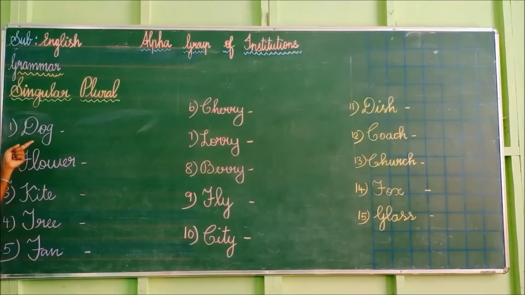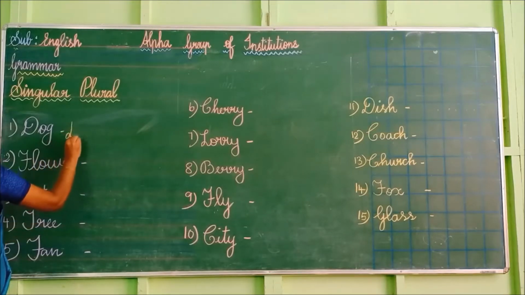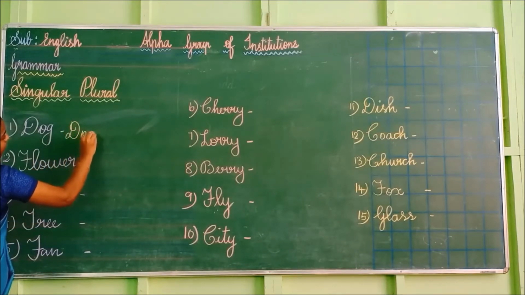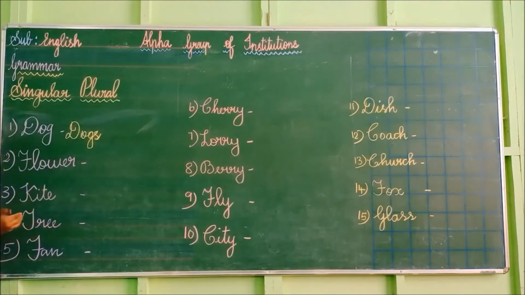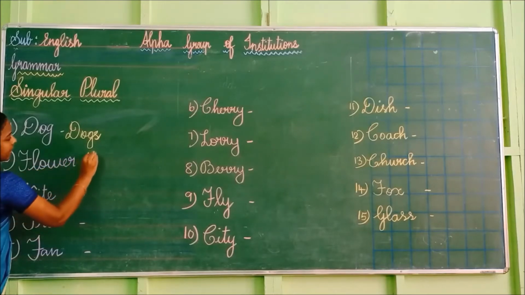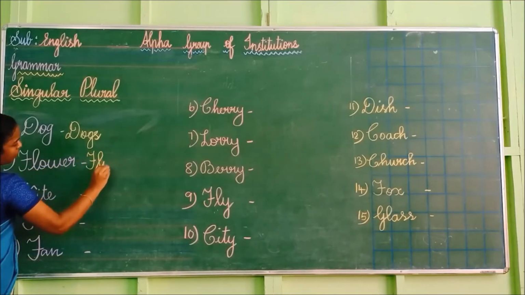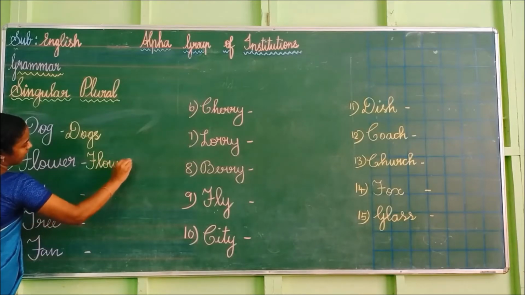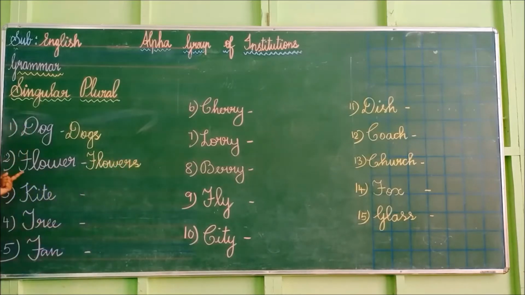See, D-O-G. What's the word? Dog. So it is a regular noun. For a regular noun, what do you have to do? You have to simply add S. Dog, dogs. The plural form of dog is dogs. Next one, flower. The plural form of flower is flowers. F-L-O-W-E-R-S. Flower, flowers.